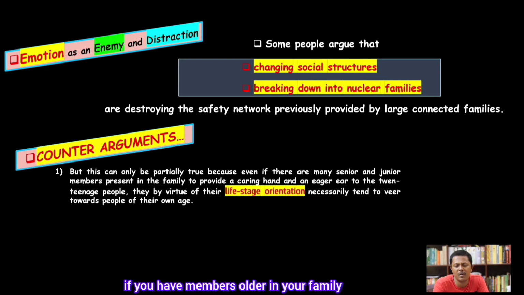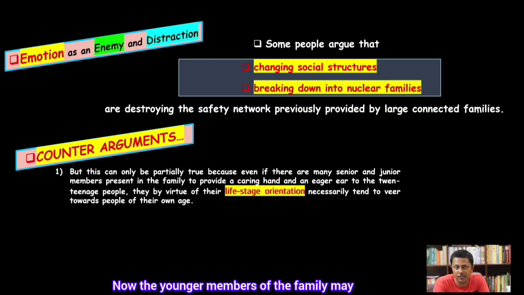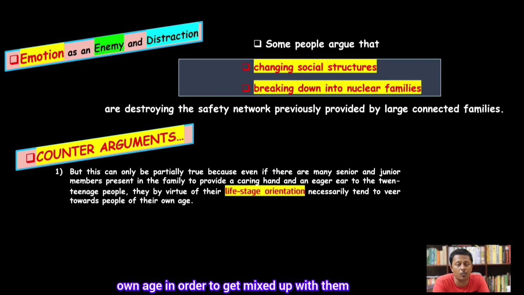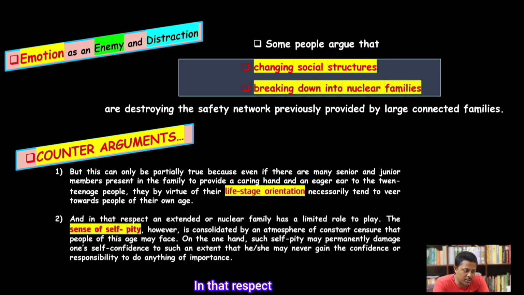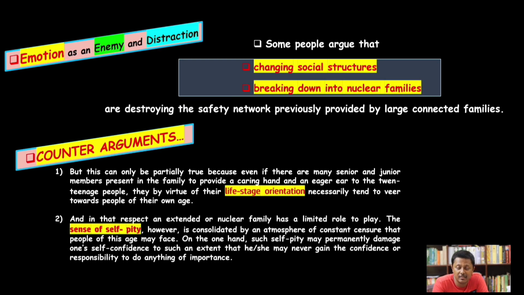And it is very natural, if you have older members in your family, that the younger members may not tend to mix with the older ones. Rather, they will find teenage people of their own age to mix with. So it is not true that breaking down into nuclear families or changing social structures is seriously responsible for destroying the safety network previously provided by large connected families. In that respect, an extended or nuclear family has a limited role to play. Why? The sense of self-pity.